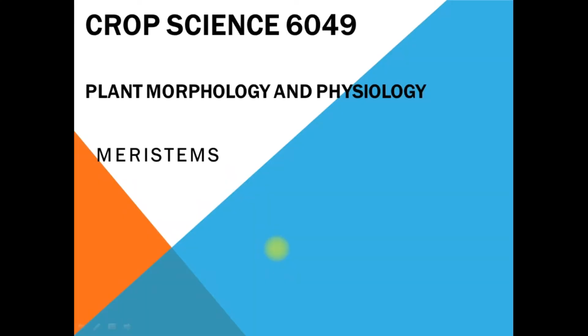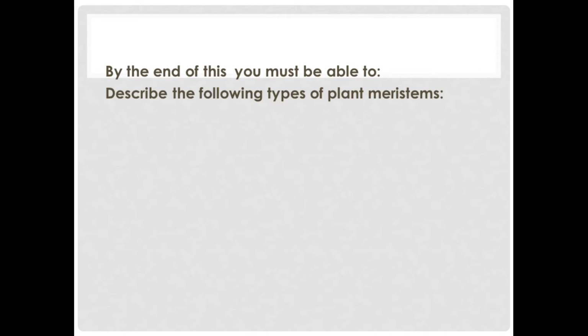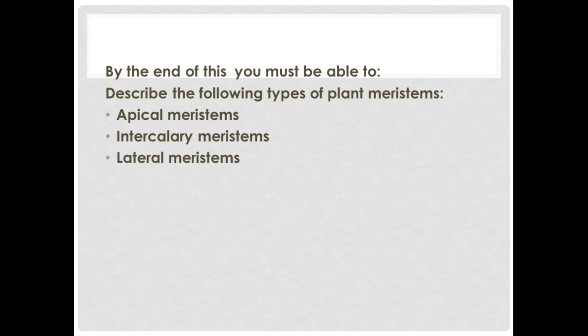We have started a new topic, plant morphology and physiology. In today's lesson, we are going to look at plant meristems. By the end of this lesson, you must be able to describe the following types of plant meristems: apical meristems, intercalary meristems, lateral meristems, and basal meristems.